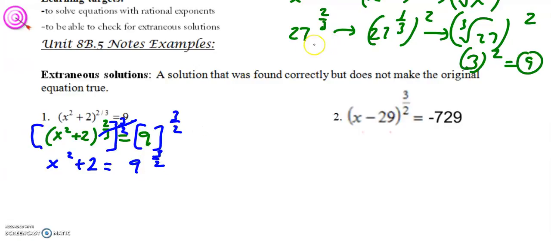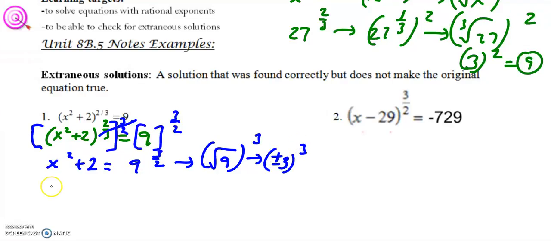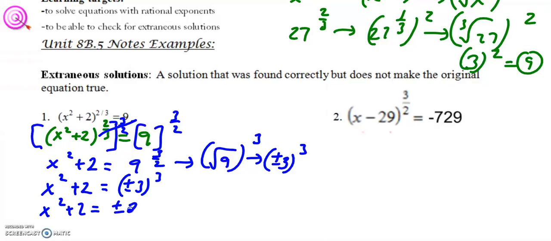Now, as we did up here, because the 2 is on the bottom, this really means the square root of 9 to the 3rd. When you're taking a square root in an equation, remember that if it's a square root or any kind of even root, you have 2 possible answers. So this would really be plus or minus 3 to the 3rd. So let me write that here. x squared plus 2 would equal plus or minus 3 to the 3rd, which is the same thing as x squared plus 2 equals plus or minus 27, which is 3 to the 3rd.